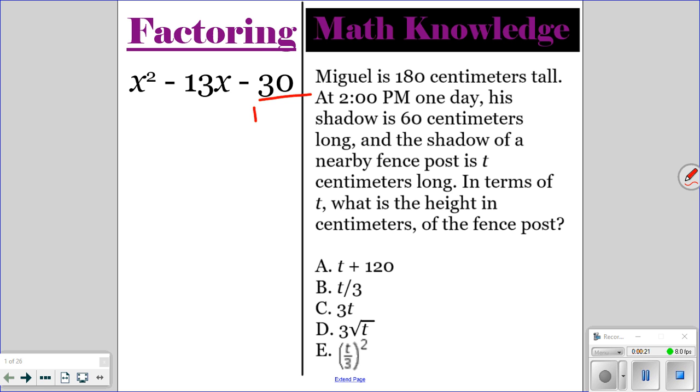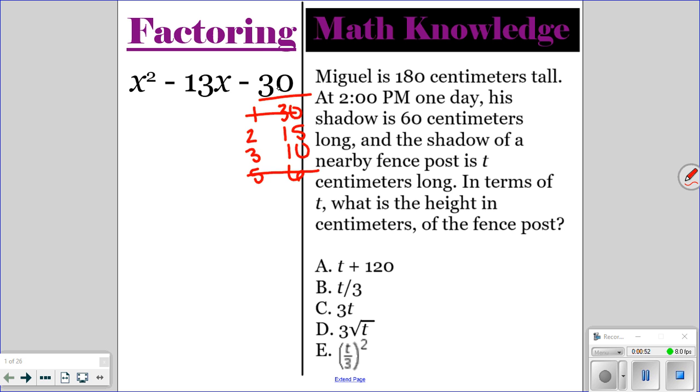So 1 and 30 multiply to give you 30, 2 and 15 multiply to give you 30, 3 and 10, and 5 and 6. If you add or subtract 1 and 30, you won't get to 13. And same thing with 5 and 6. If you add or subtract, you won't get to 13. However, 2 and 15 and 3 and 10 will both work, depending on what the signs are.